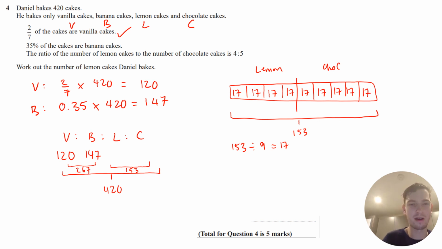And it wants the number of lemon cakes that he has. So lemon is going to be 17 times 4, which is 68. So I can write in my answer line 68. Let's keep going.